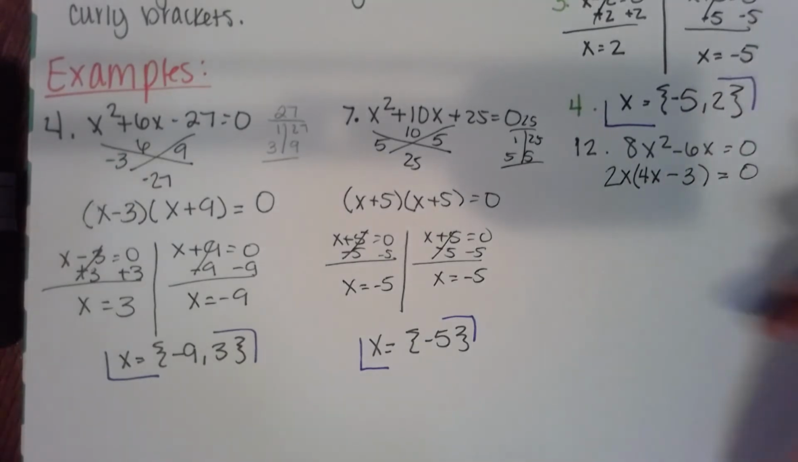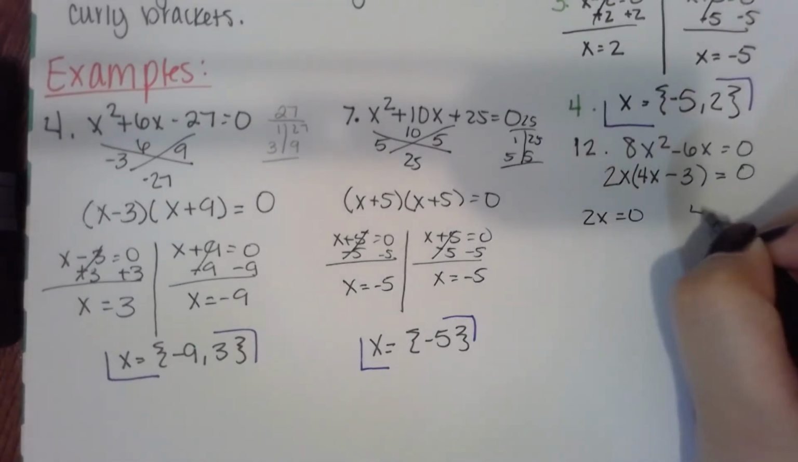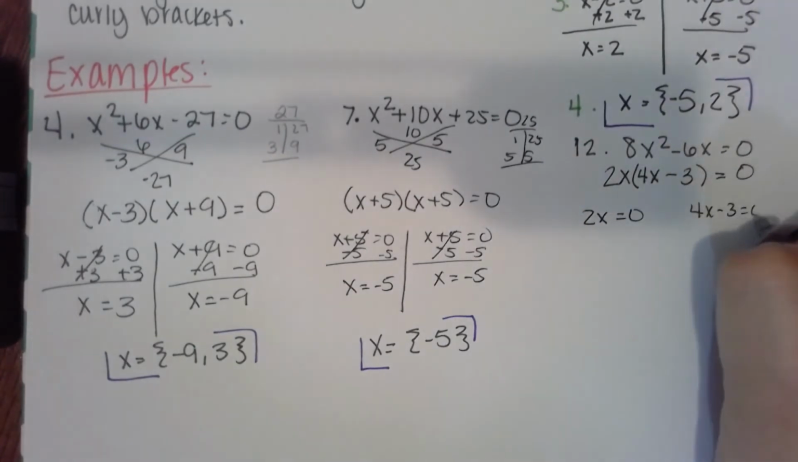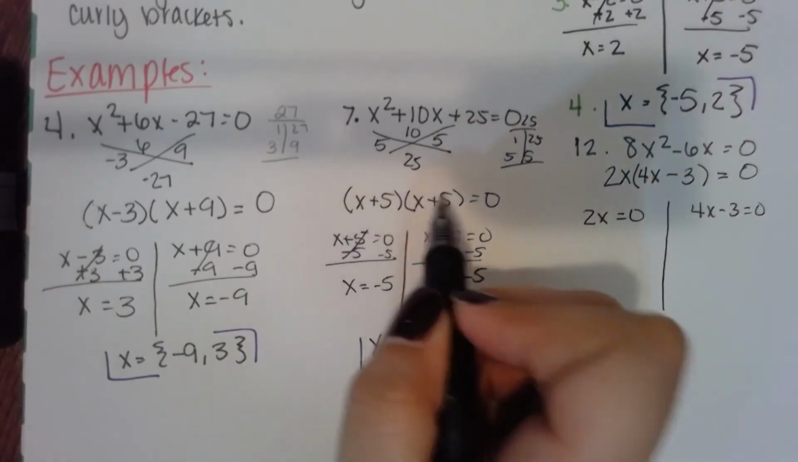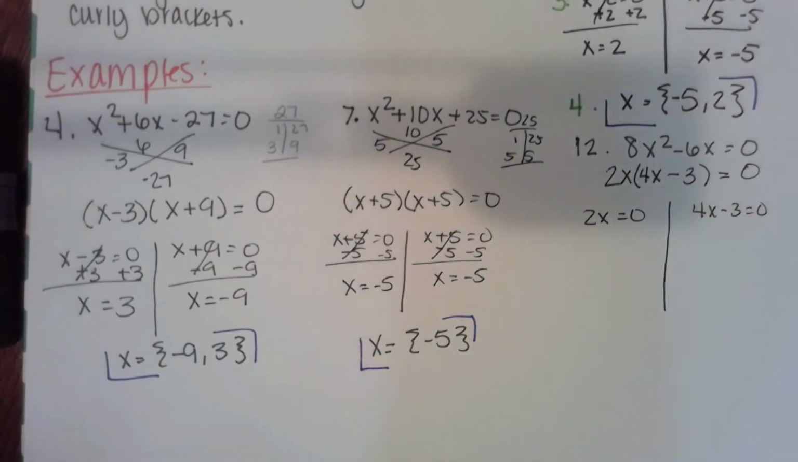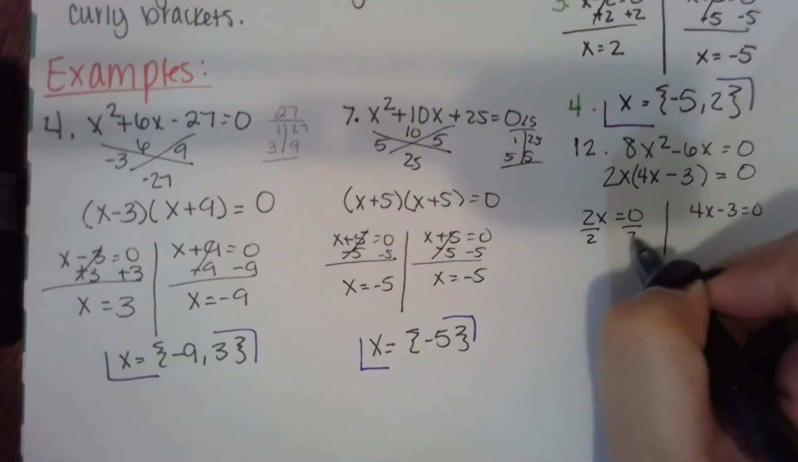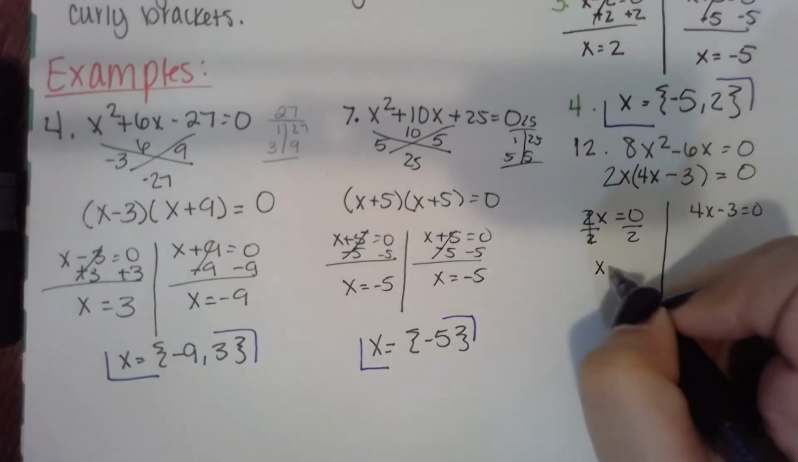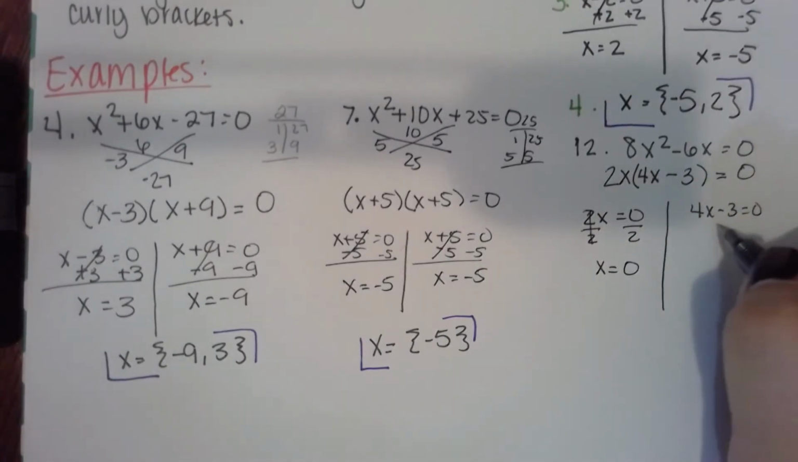Alright, well then you still have to set each factor equal to 0. So 2x equals 0, and then 4x minus 3 equals 0. These two were multiplied against each other, so they were both factors. Anything multiplied against each other, once you factored it like this, those are factors. So starting with 2x equals 0, you would divide by 2 on both sides. And you would end up with just x equals 0, because 0 divided by anything is 0.